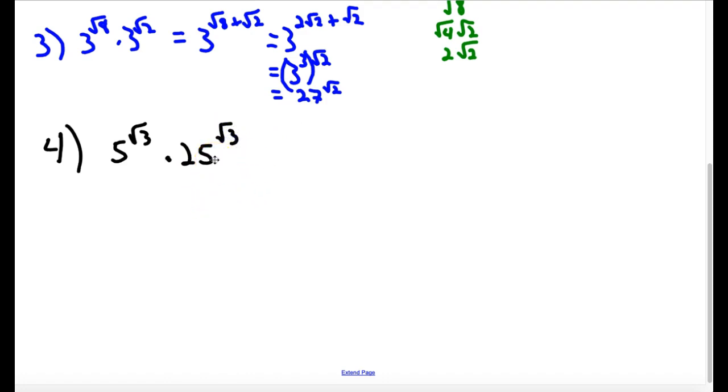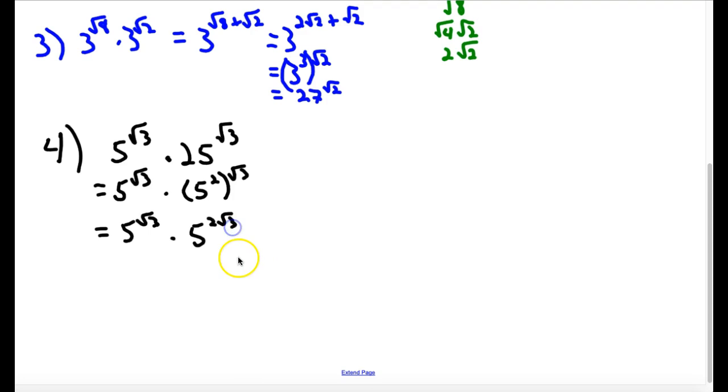Okay, so here my bases are different. Remember, everything we've talked about said the bases have to be the same. Well, I can rewrite 25 so that it has a base of 5. Right? I can change this into 5 to the square root of 3 times, I can rewrite 25 as 5 to the second power. Right? Then that would still be raised to the square root of 3. So this would just be the same as 5 radical 3 times 5 to the 2 radical 3 power, right?